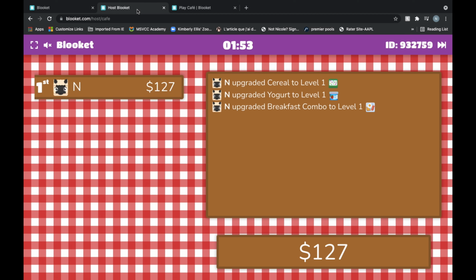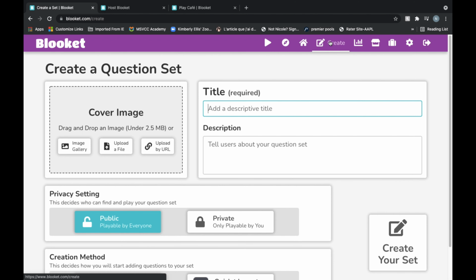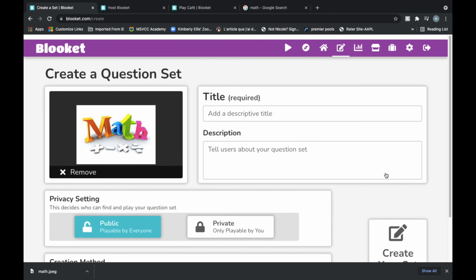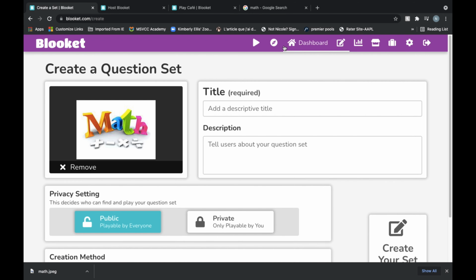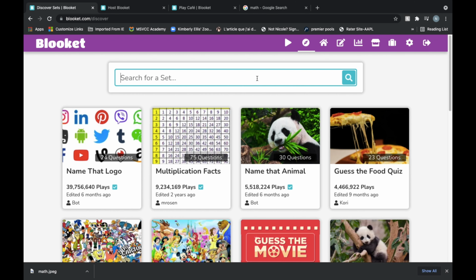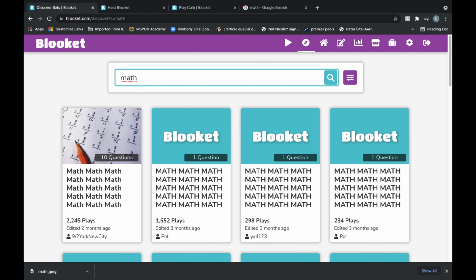Now let's go in to show y'all here in Create. So let's say that you are doing a class on math. Okay, and then you can put the title, math, and you can say this is about 2 plus 2, and create your own set. Or if you don't want to do that, you can just go to Discover and put in math here or whatever subject that you're teaching, and there you go.